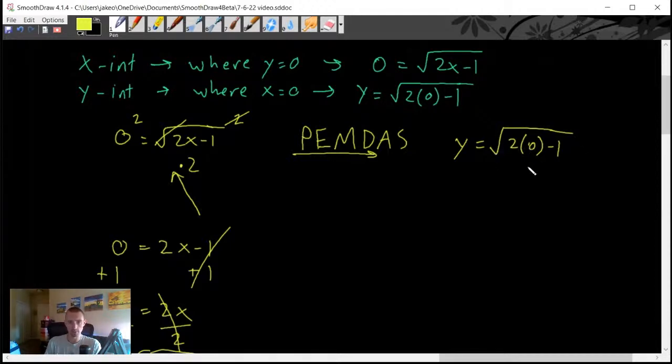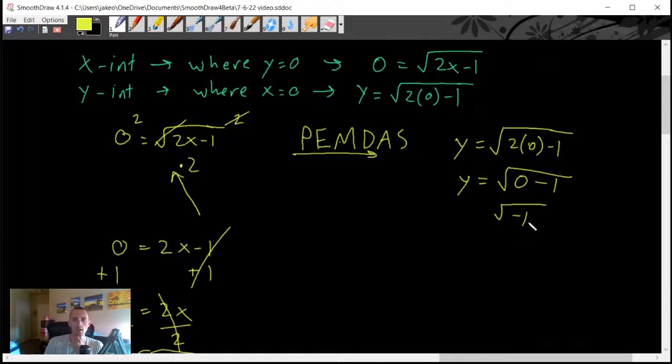First, we deal with what's inside the square root, what's inside the parentheses, basically. Inside of there, the first thing that we have to do is multiplication. So 2 times 0 is our multiplication. 2 times 0 is 0. So we're going to have 0 minus 1 within our square root. Then we would deal with addition and subtraction. In this case, we have subtraction. So we have the square root of 0 minus 1, which is the square root of negative 1.